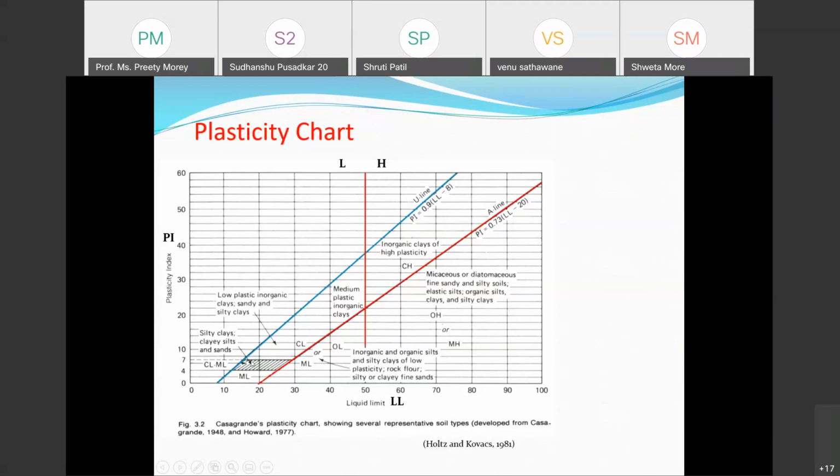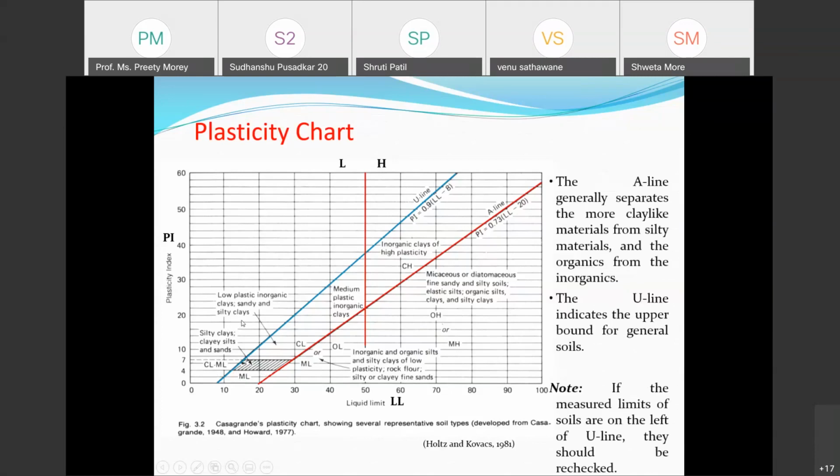There is a band of the two names joined together, that is CL-ML. This band indicates a combination of silty and clay soil together, depending upon the low compressibility of the soil, because it is on the less than 50 side. So this chart will be useful for classifying the fine grained soil. And these are the upper and lower bounds, the A-line and U-line.